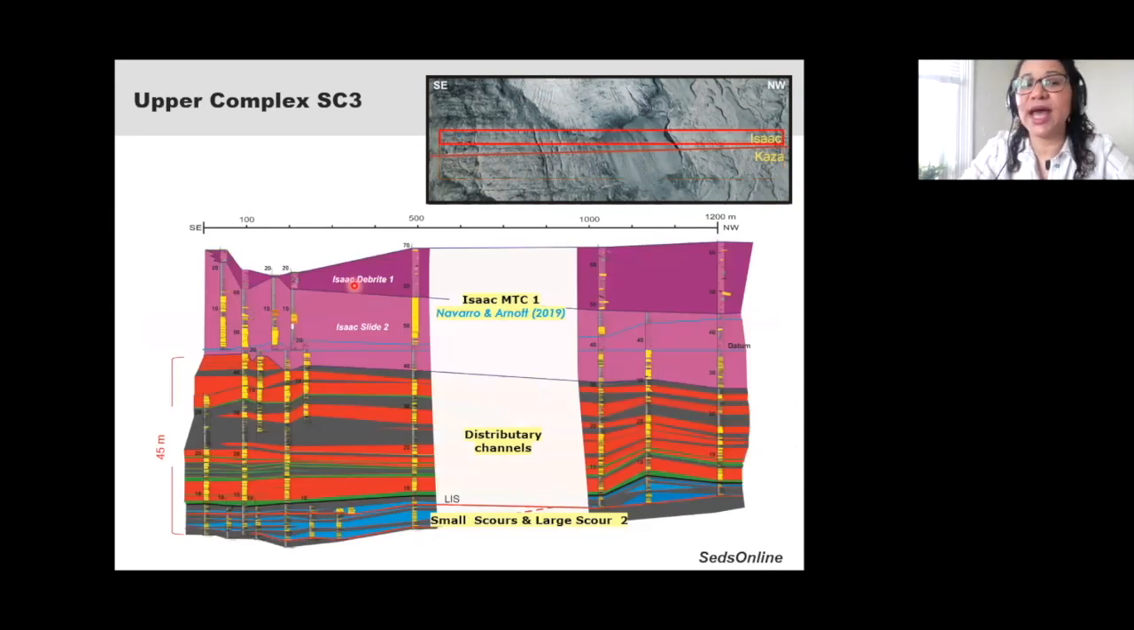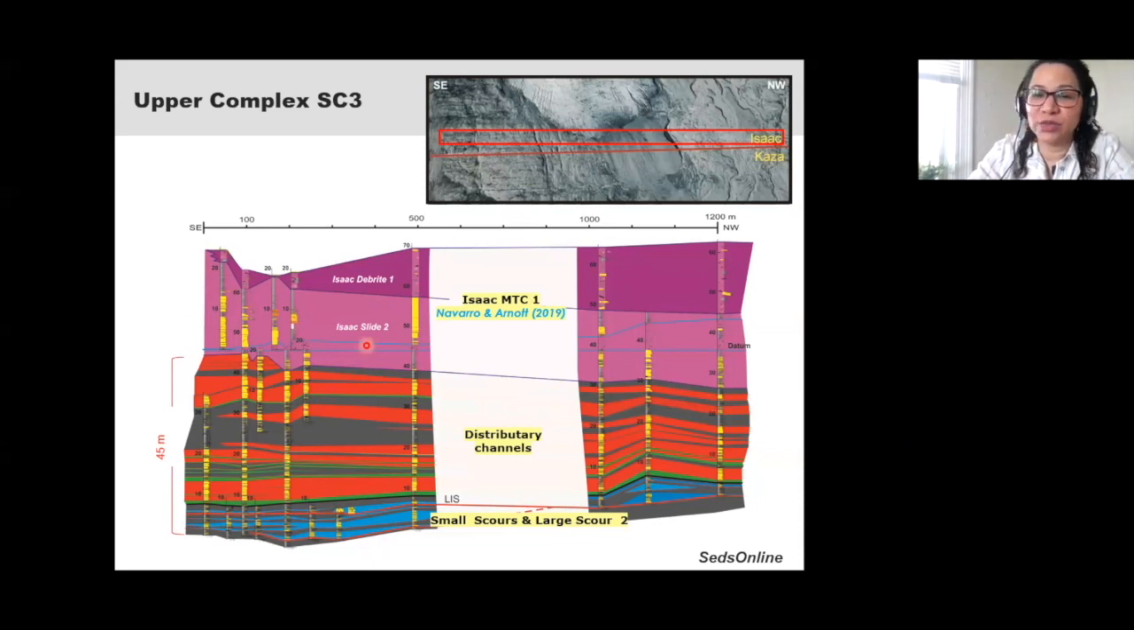And last but not least, I have the upper complex. This complex has a lot of similarity with what I showed you in the first lower complex. But because we have abundant small scours and distributary channels, plus the occurrence of the second large scour, this complex was actually truncated by the first mass transport complex in the Isa formation.